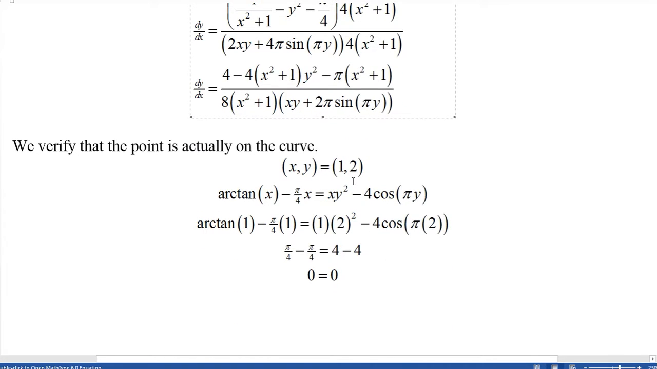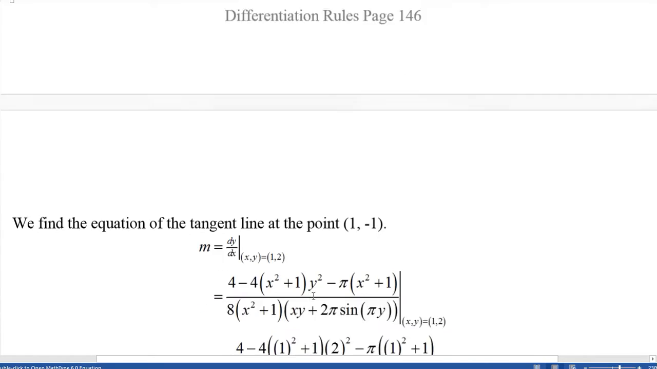Make sure that the point really is on the function, or not a function, but on the relation, on the graph. Put in 1 for x and 2 for y. The arctangent of 1 is pi over 4. Pi over 4 times 1 is pi over 4. Pi over 4 minus pi over 4 is 0. 1 times 2 squared is 4. 2 pi here, and a cosine of that would be 1 times negative 4 is negative 4, and 4 minus 4 is also 0, so that does check.